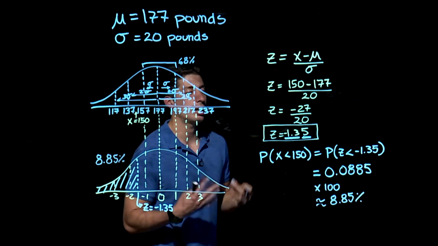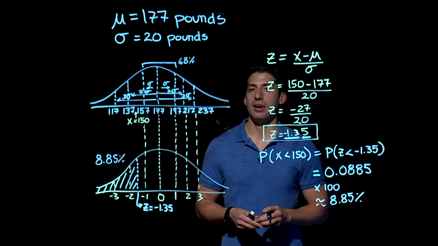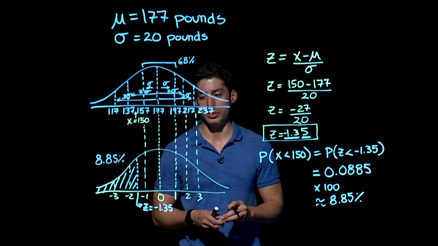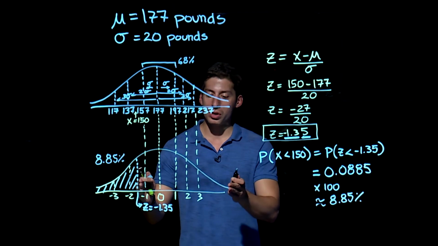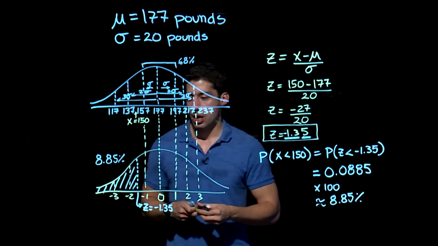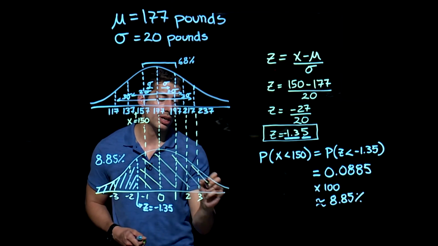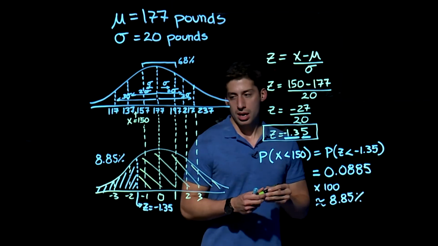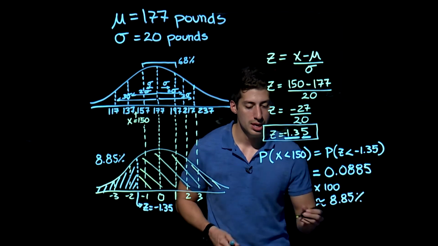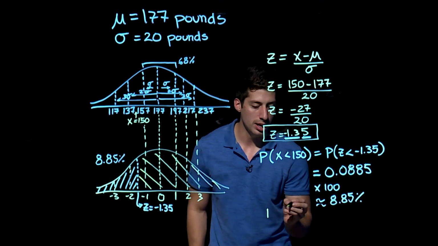Or there is a probability of 8.85% that any given person weighs below 150 pounds. Now the nice thing here is that we could also ask the question about the remaining part of the curve. We could ask, what is the probability that a person weighs more than 150 pounds? Because the entire area under the curve is 1, all we have to do is subtract the original area, the 0.0885, from 1.